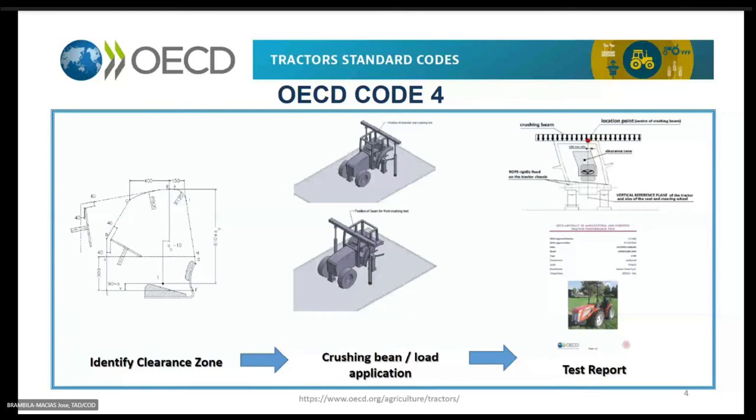So code 4 is a static test. So we have a crushing beam, you can see in the middle of the slide, that will start crushing the cabin of the tractor. On the right-hand side, you can see that there will be deformation on the cabin of the tractor. But as long as this deformation doesn't touch or penetrate the clearance zone, this is a pass test. So either it fails or it passes. If it passes, we can certify that it guarantees the safety of the driver.